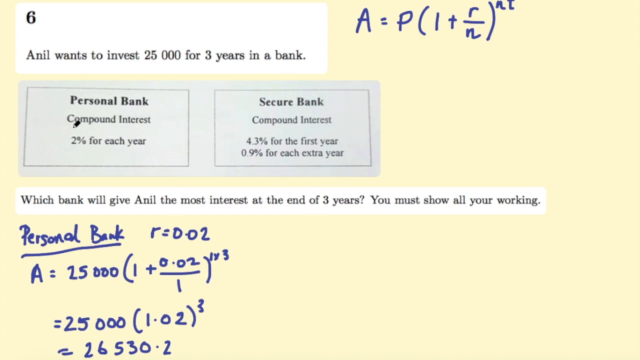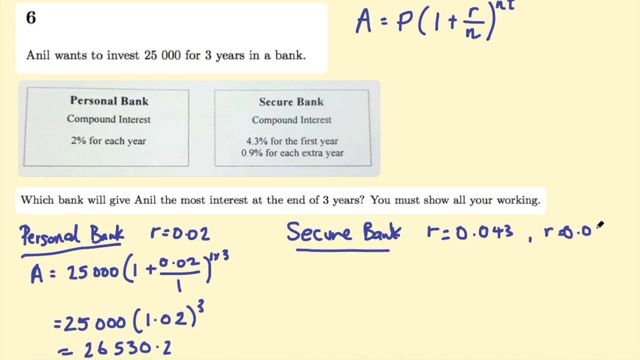Now, it's always interesting to have a guess which one you'd think will end up with the most at the end. Due to this 4.3% for the first year, I'd say that secure bank will end up with the most, but obviously that's just a guesstimate, and you have to do the full working out to make sure. So the rates actually are 0.043 for the first year, and then it changes to 0.009 for the next 2 years.